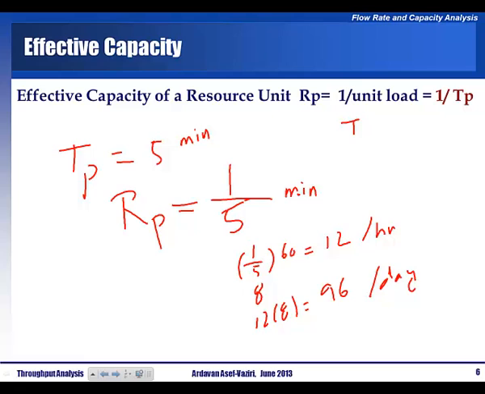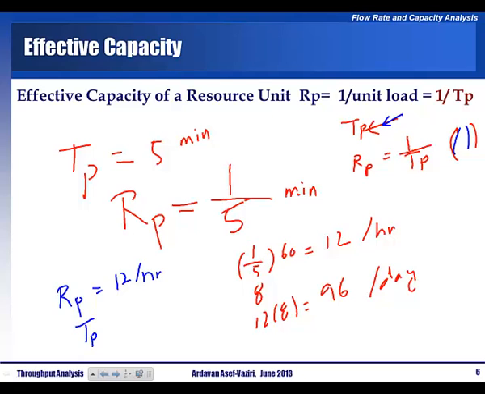If I have TP, RP is equal to 1 over TP. If this one is in minutes, this is also per minute. If this one is in terms of hours, this one would also be in terms of hours. If I have RP, that is 12 per hour, TP is equal to 1 over RP, 1 over 12 hour, or times 60, which is equal to 5 minutes.